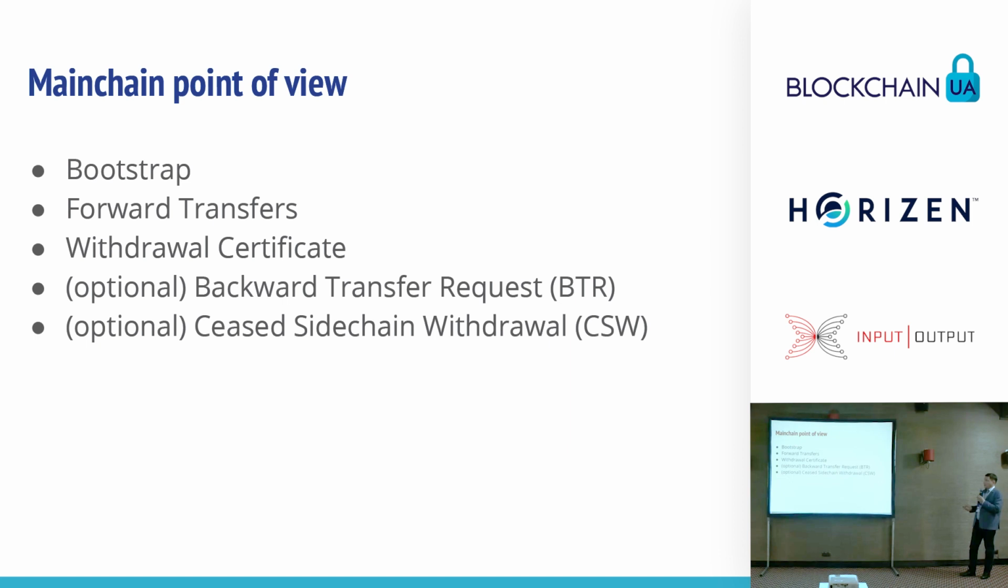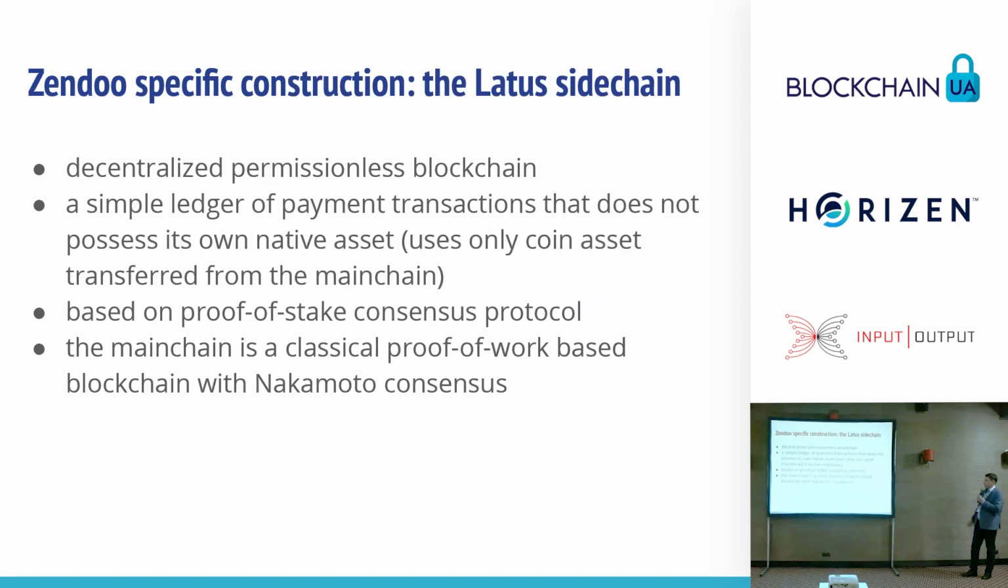So from the main chain, the situation is quite simple. We need to process bootstrapping of a sidechain. We need to understand forward transfer, withdrawal certificate, and two extra operations that we don't need in the normal case, but to provide security guarantees. That's all. We don't need to know smart contracts. We don't need to know forks. We don't need to know consensus. We don't need to know anything. We have only these very simple operations that are provided with SNARKs, with SNARK verification. Okay.